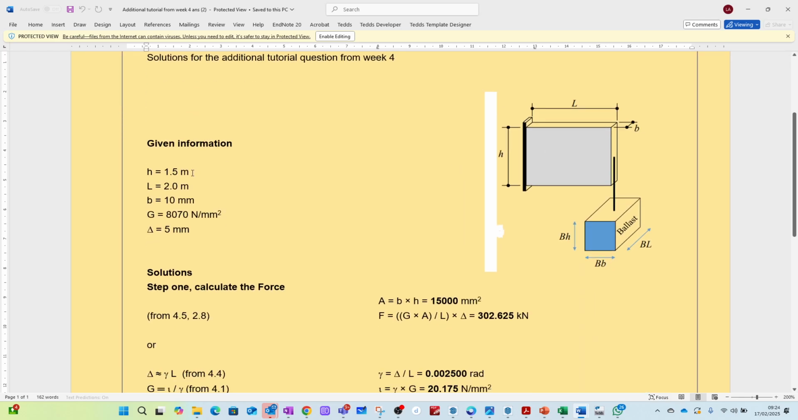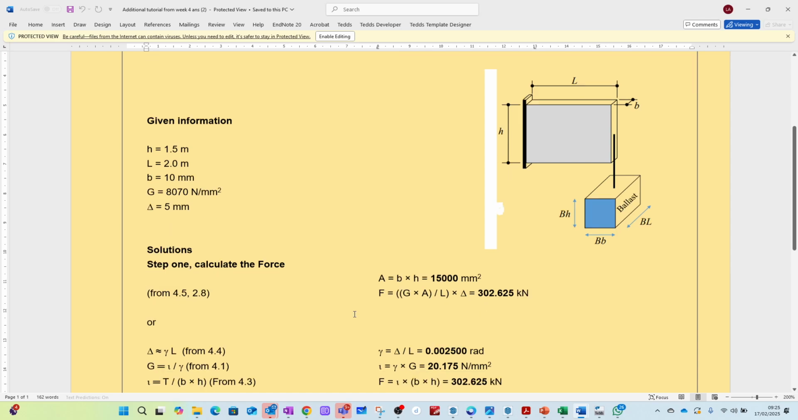So to give the information: length, height, breadth, and G. Remember, G is just the modulus of elasticity, but in shear. And then delta is that 5 millimeters. We know what delta is. That's the 5 millimeter displacement at that corner. That's what we're looking for.